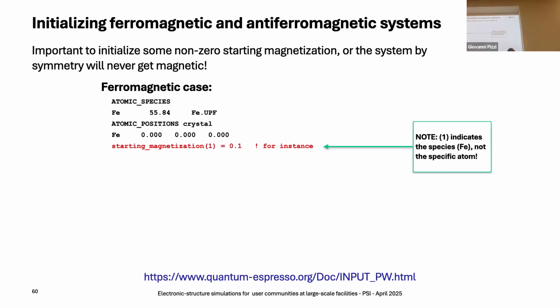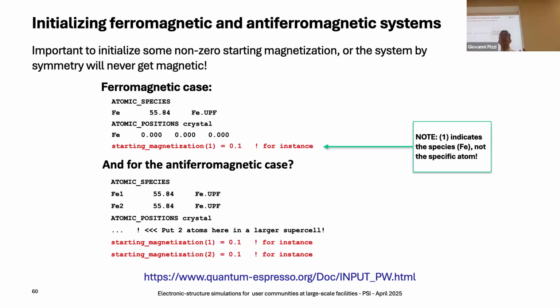So ferromagnetic, it's easy. What about anti-ferromagnetic? Well, if your cell is big enough, you have enough atoms, you just put positive and negative starting magnetization on the corresponding atoms. If you have a very small unit cell, you have to make a bigger cell. So if you have iron BCC and you want to do anti-ferromagnetic, you have to at least double the cell, have 2 iron atoms, and at that point, you can put 1 up and 1 down, and the code will try to give you an anti-ferromagnetic solution. This is something you will see, not with the input, but with the GUI in half an hour.